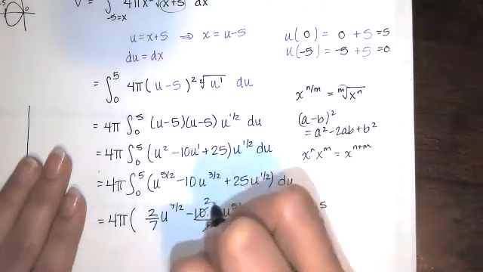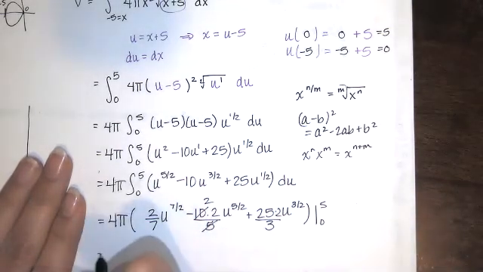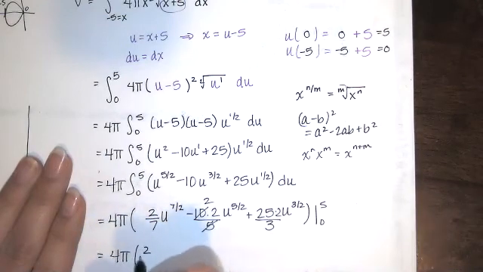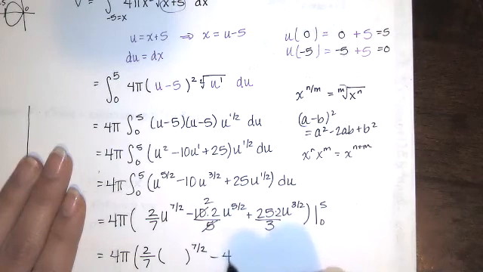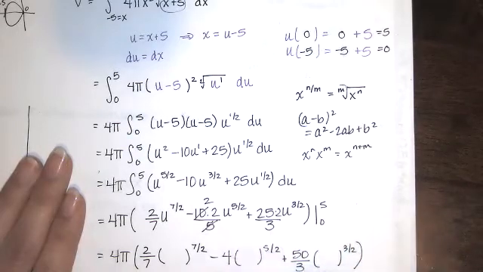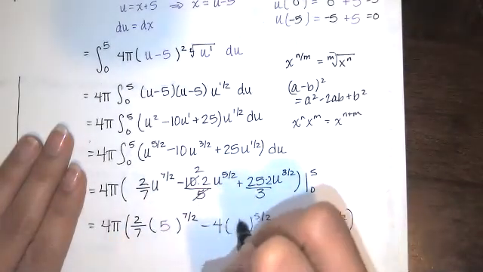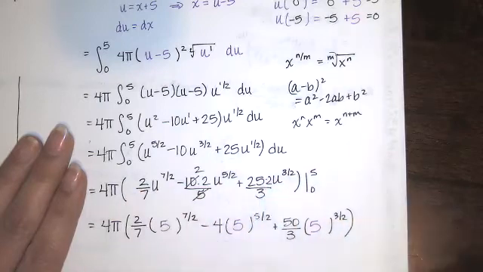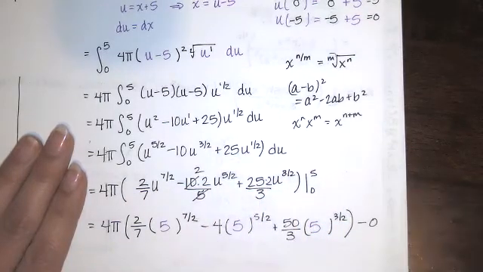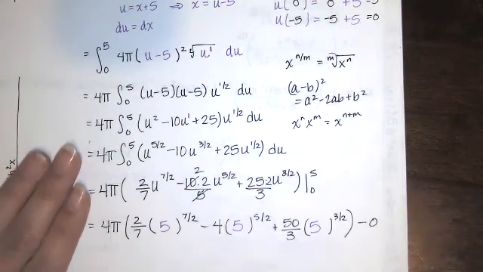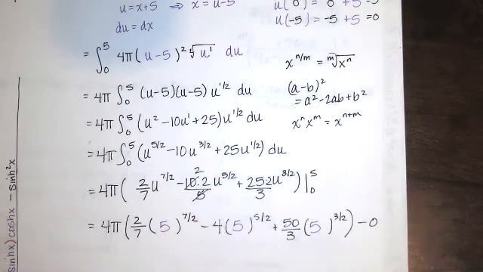5 goes into 10 twice, and you've got a 50 there. So we've got 4 pi times 2/7 times something to the 7/2 minus, looks like 4 times something to the 5/2 plus 50/3 times something to the 3/2. And we evaluate this at 5 and 0 and subtract. So at 5 we get this. And if we substitute in u equals 0, we get 0. So we're subtracting nothing. So this is our answer. It's just not simplified. If you want to simplify it, you can.